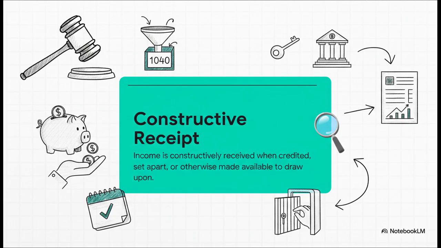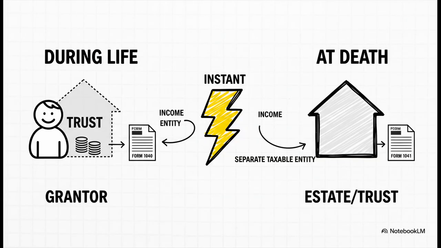That's constructive receipt. And just to make things more interesting, you've got revocable living trusts, right? Well, during the person's life, IRC Section 676 says that trust is basically invisible for tax purposes.